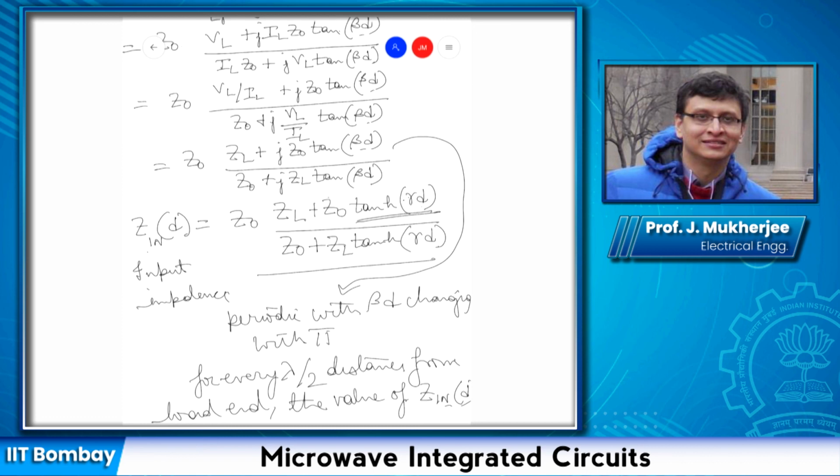Okay, and so this is true for a lossless line. Okay, so for a lossless line, this is what happens, and for every lambda by 2 distance from the load end, the value of Z in d repeats. This is also true for a lossless line. For a lossy line, these two statements are not true. Okay, so that was about the input impedance of a transmission line.